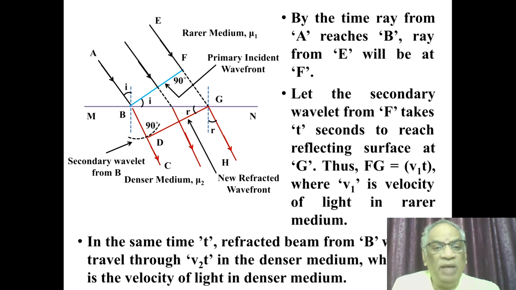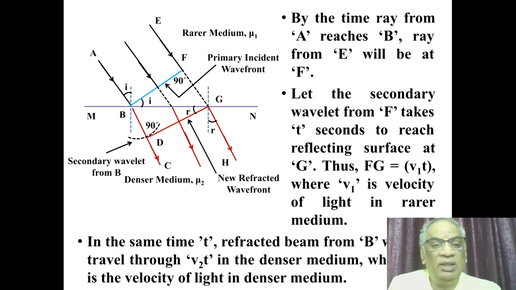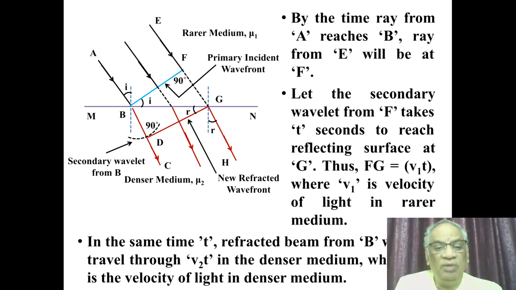Now, by the time the ray from point A reaches the point B at the boundary surface separating the two media, the ray from point E will be at F. According to Huygens wave theory, every point on the primary incident wavefront can act as a source of secondary wavelets. Let the secondary wavelet from point F take t seconds to reach the surface at point G. Thus, FG is equal to v1t, where v1 is the velocity of light in the rarer medium.